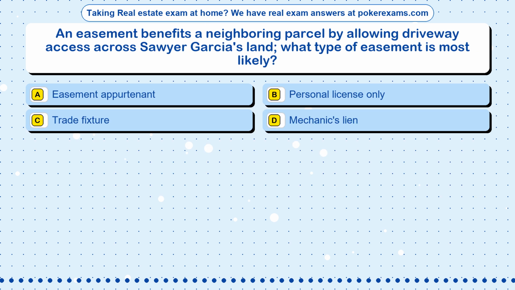Question 61. An easement benefits a neighboring parcel by allowing driveway access across Sawyer Garcia's land. What type of easement is most likely? Option A. Easement appurtenant. Option B. Personal license only. Option C. Trade fixture. Option D. A mechanic's lien.